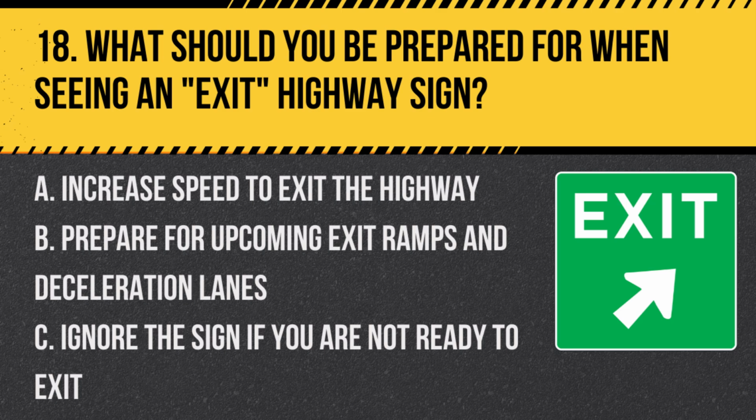A. Increase speed to exit the highway. B. Prepare for upcoming exit ramps and deceleration lanes. C. Ignore the sign if you are not ready to exit. Answer. B. Prepare for upcoming exit ramps and deceleration lanes. This sign indicates that an exit is approaching, and drivers should get ready if they intend to leave the highway.